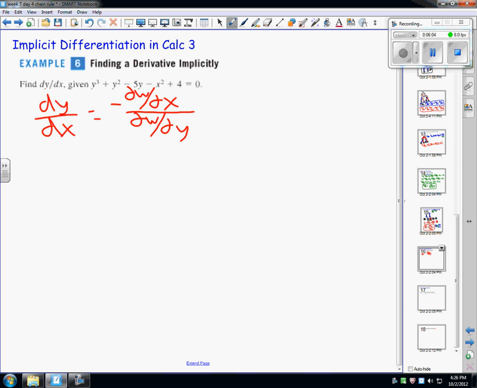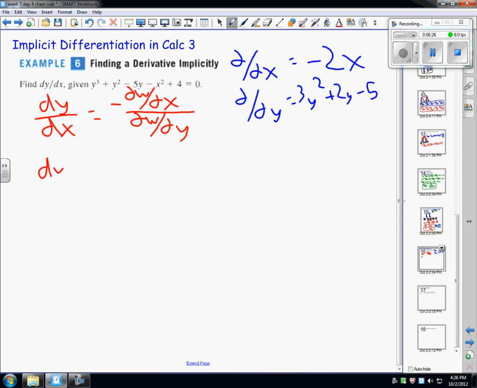Look how quick this goes. Well, the partial of x is just -2, and the partial about y is this 3y squared plus 2y minus 5. Okay? So immediately I can tell you dy dx is negative of the negative 2x all over 3y squared plus 2y minus 5.